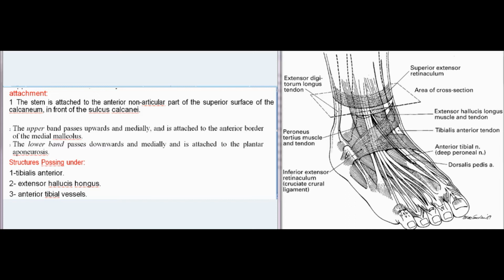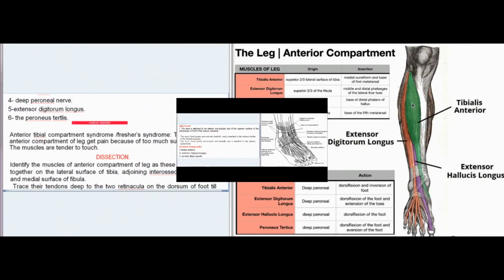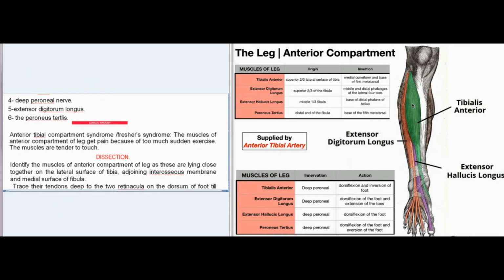Structures passing under. 1. Tibialis anterior. 2. Extensor hallucis longus. 3. Anterior tibial vessels. 4. Deep peroneal nerve. 5. Extensor digitorum longus. 6. The peroneus tertius. Anterior tibial compartment syndrome/Fresher syndrome. The muscles of anterior compartment of leg get pain because of too much sudden exercise. The muscles are tender to touch.